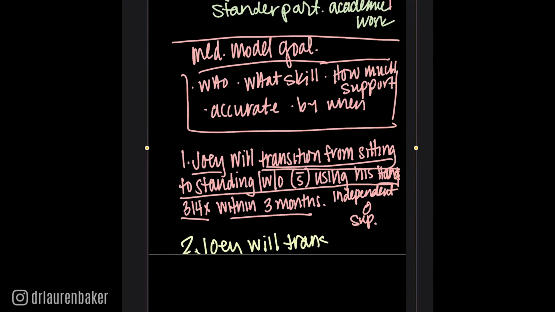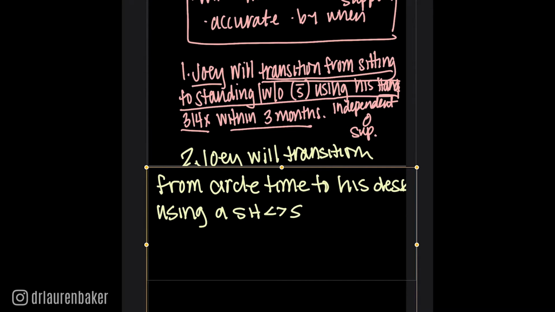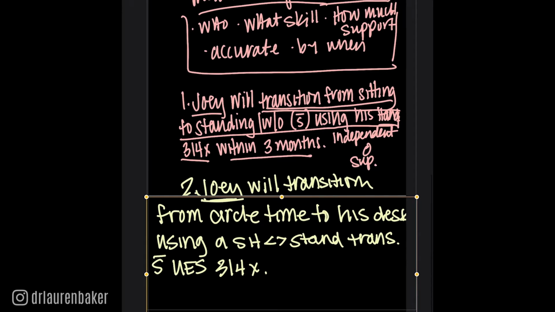Just to compare that to the same skill that is school-based: Joey will transition from circle time to his desk using a sit to stand transition without upper extremity support 3 out of 4 times. So in a school-based setting, you're still going to use Joey. You need to make it educationally relevant. The activity needs to include both what skill and how that skill is educationally relevant.